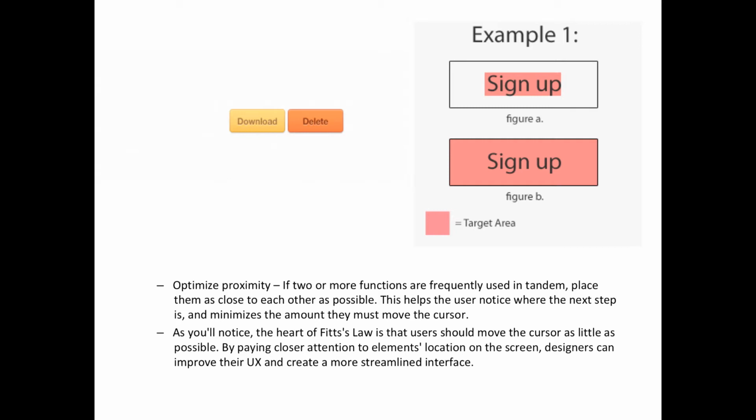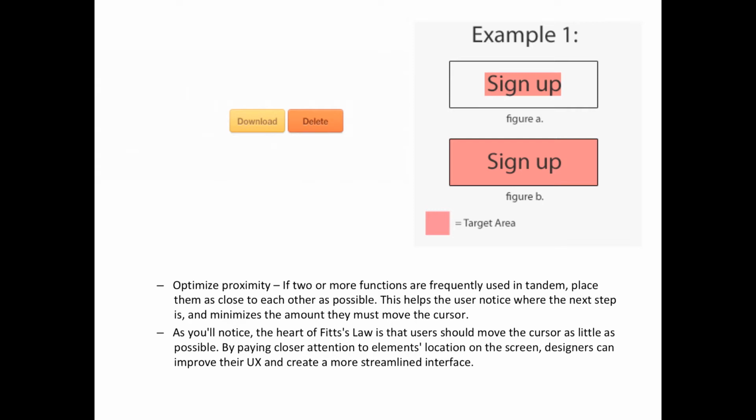The heart of Fitz's law is that users should move the cursor as little as possible. So making sure that they're not having to move, they're not having to scroll. We always want to try and avoid scrolling as much as we possibly can, even in long sites, making sure that the heart of the content is in that first fold of a site, in the top of the app. That way we don't have to scroll forever to get to the bottom to get to where we need to go.